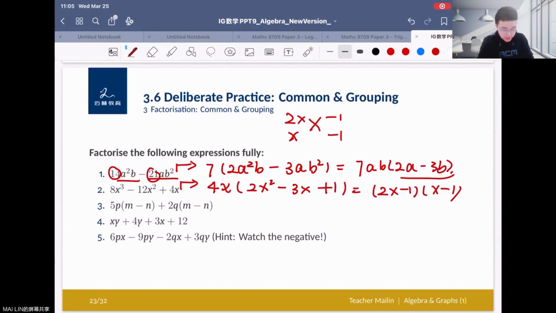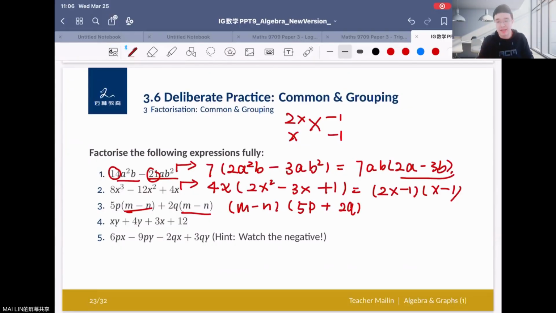And for the third formula, we have m minus n as our common factor. So first we can extract an m minus n outside. So here the expression becomes m minus n times, and here we still have 5p plus 2q. So we are using 5p plus 2q as another factor.